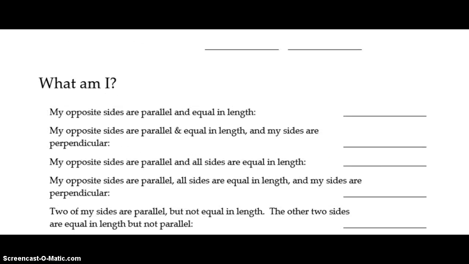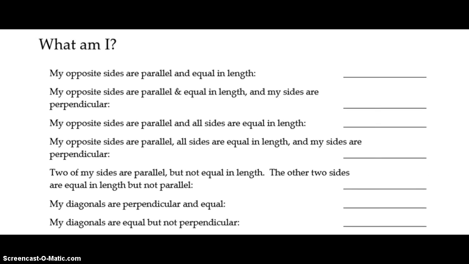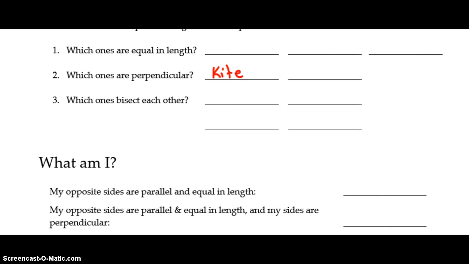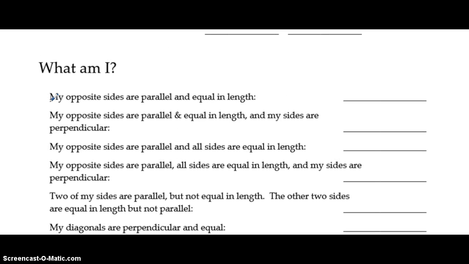Then after that, what I'd like you to do is to try to find the one quadrilateral that meets each of these characteristics. For example, what one quadrilateral has opposite sides parallel and equal in length. So pause the video, answer the two tasks, the diagonals and the what am I, and then come back to the video to check your answers.